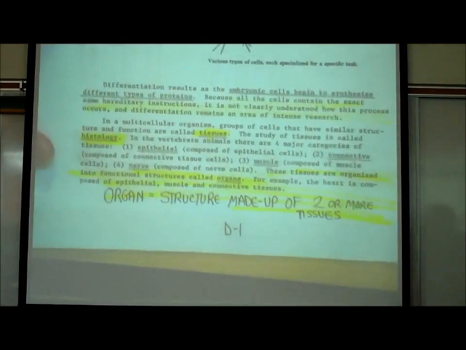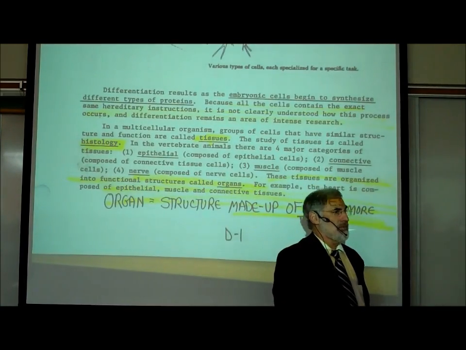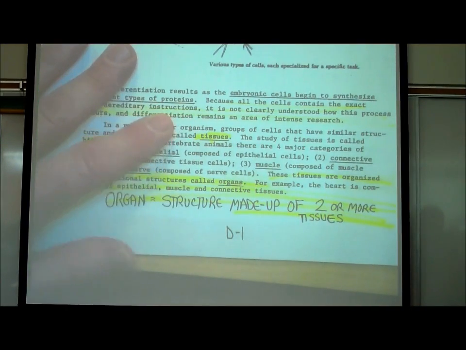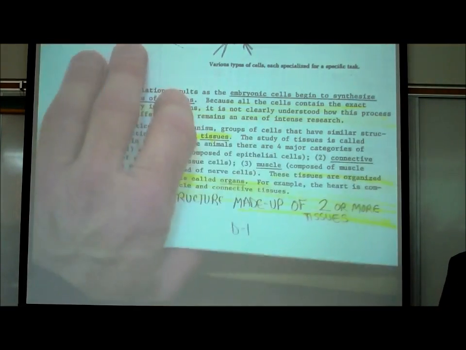At the bottom of D1, we learned that there are 4 categories of tissues in the human body: epithelial, connective, muscle, and nerve. And all the organs of our body are made up of 2 or more tissues. That's the definition of an organ. You'd say, should we know what the definition of an organ is? Absolutely. You should know what an organ is.